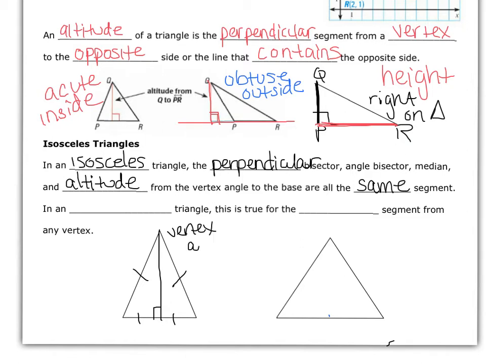So in an isosceles triangle, the segment is only going to be the same segment if it's extending from this vertex angle. If you were to draw a median from the vertex angle to the midpoint of the opposite side, see, it's on the same line.